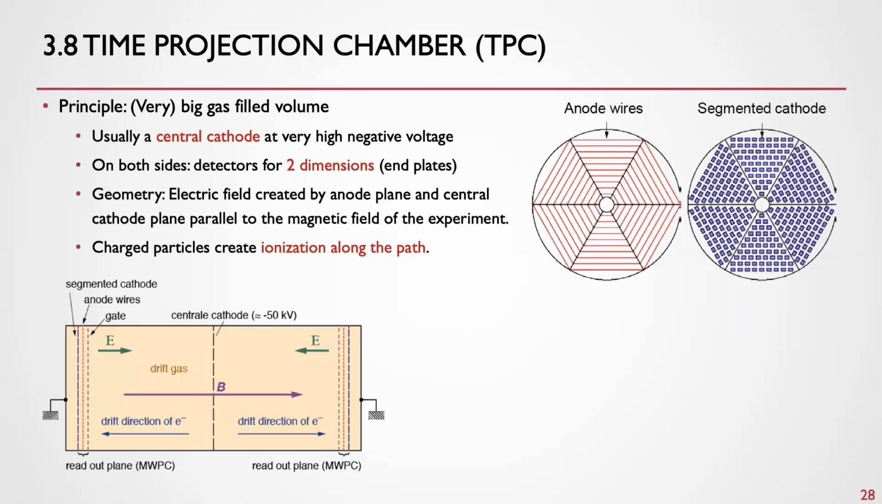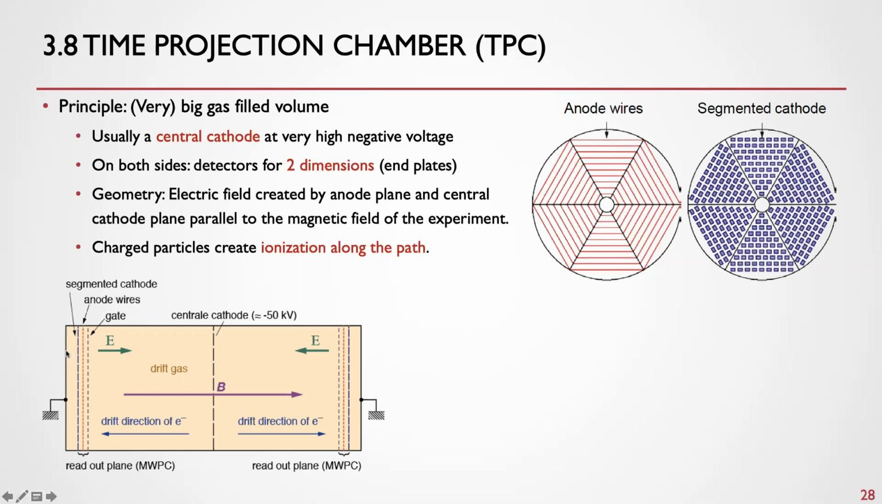Since we are talking about very large detectors, let's also talk about time projection chambers. Time projection chambers are gaseous detectors. They fill very big volumes with gas. There are no wires in the main volume. In the middle we have a central cathode of 50 or so kilovolts. I think I took the numbers from the ALICE TPC.